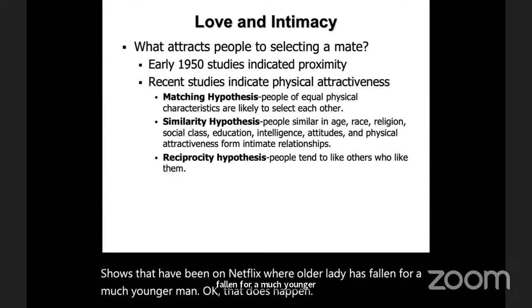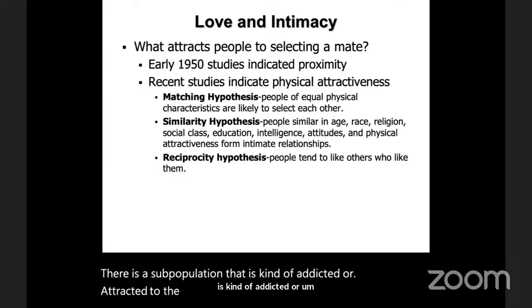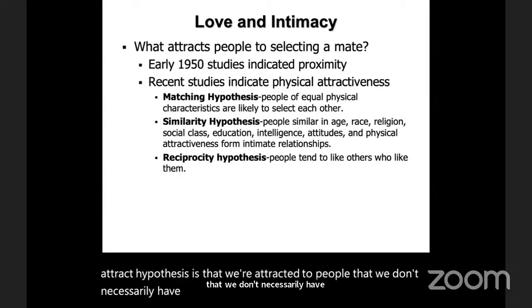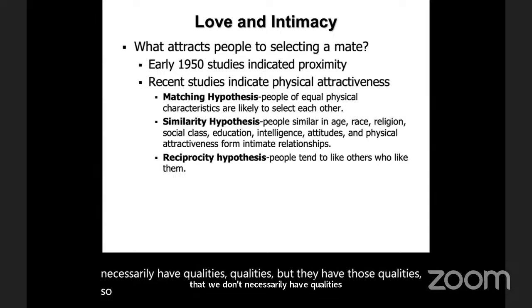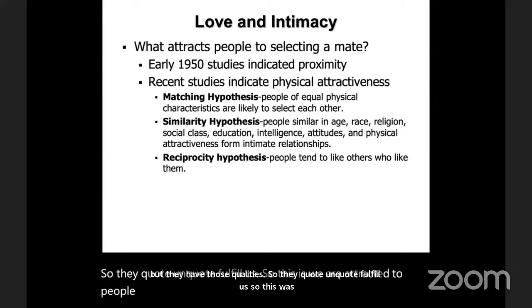There is a subpopulation that is attracted to the opposite attracts hypothesis. Okay. The opposite attracts hypothesis is that we're attracted to people who have qualities that we don't necessarily have, so they quote unquote fulfill us. So we are attracted to people who are opposite to us.